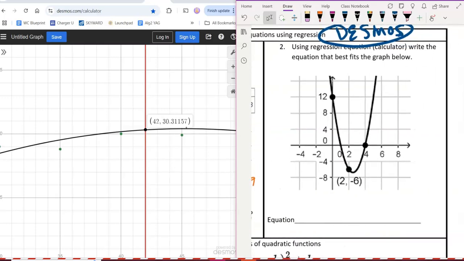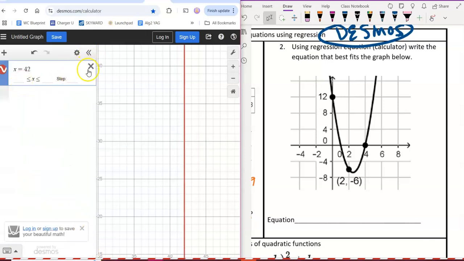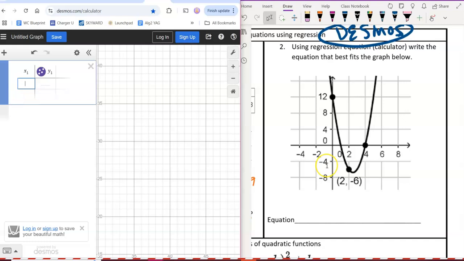Now for the next problem, it says use regression to find the equation that best fits the graph below. So we can exit this out, do a new table. And while this one doesn't tell us the coordinate points, we have to figure them out ourselves. This one says negative 2, 2, negative 6, and this is 4, 0. So typing that data in, we have 0, 12, 2, negative 6, and the last one is 4, 0.